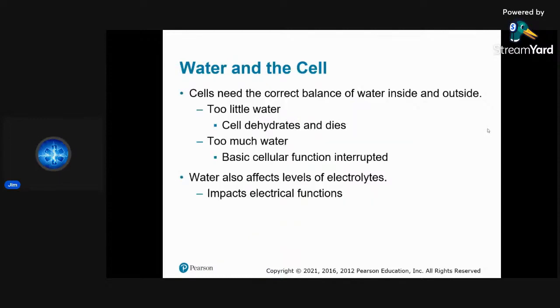The cell needs water, right? It needs a correct balance of water inside and out. Too little, it'll dehydrate and die. Too much, the cellular function will be interrupted.